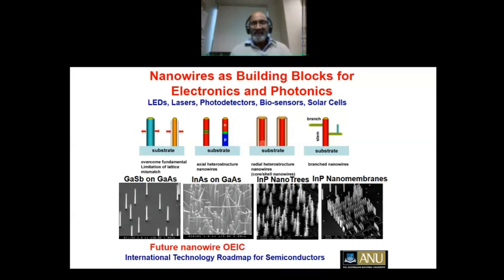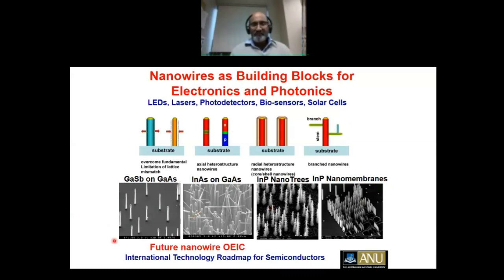You can also make radial heterostructure nanowires, where the red material is different than this pink material. That means you can create multi-core shell nanowires and other things. Again, you can create core-shell quantum structures and other things, which I will come back and talk about. And then you can also create branched nanowires. That really opens up a lot of opportunities for us.